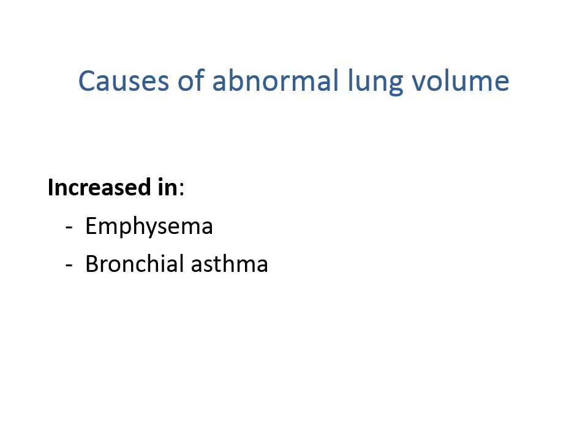Causes of abnormal lung volume. What are the causes of increased total lung capacity? Here we have emphysema and bronchial asthma. Total lung capacity is normal in bronchial asthma, but residual capacity is increased in bronchial asthma because of air trapping.